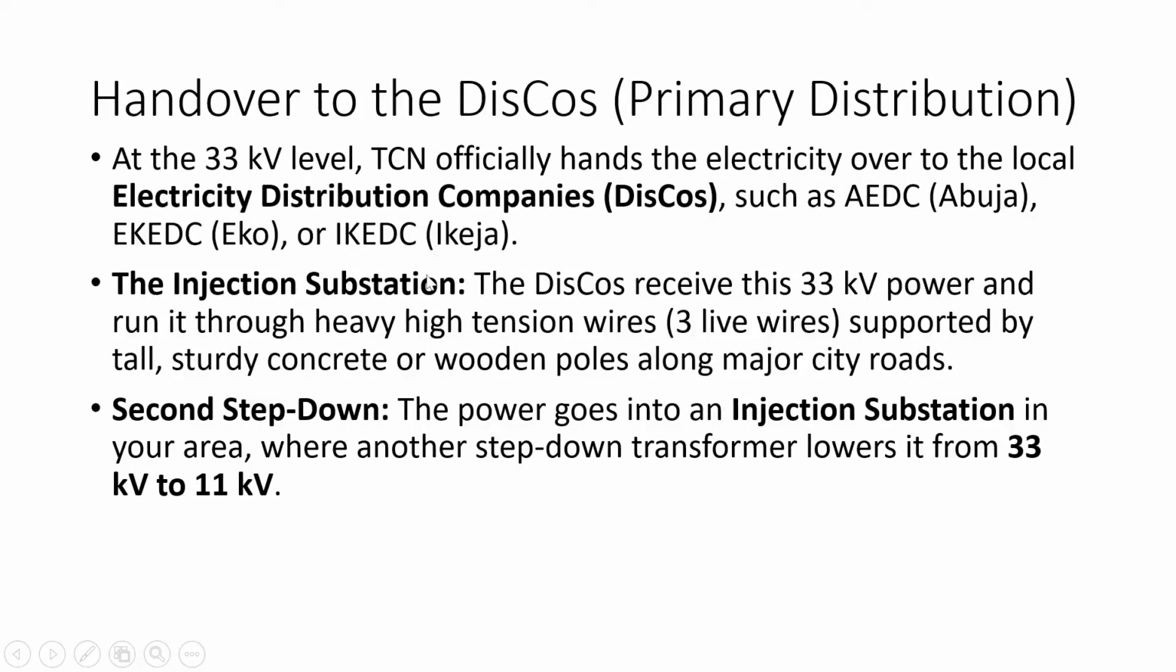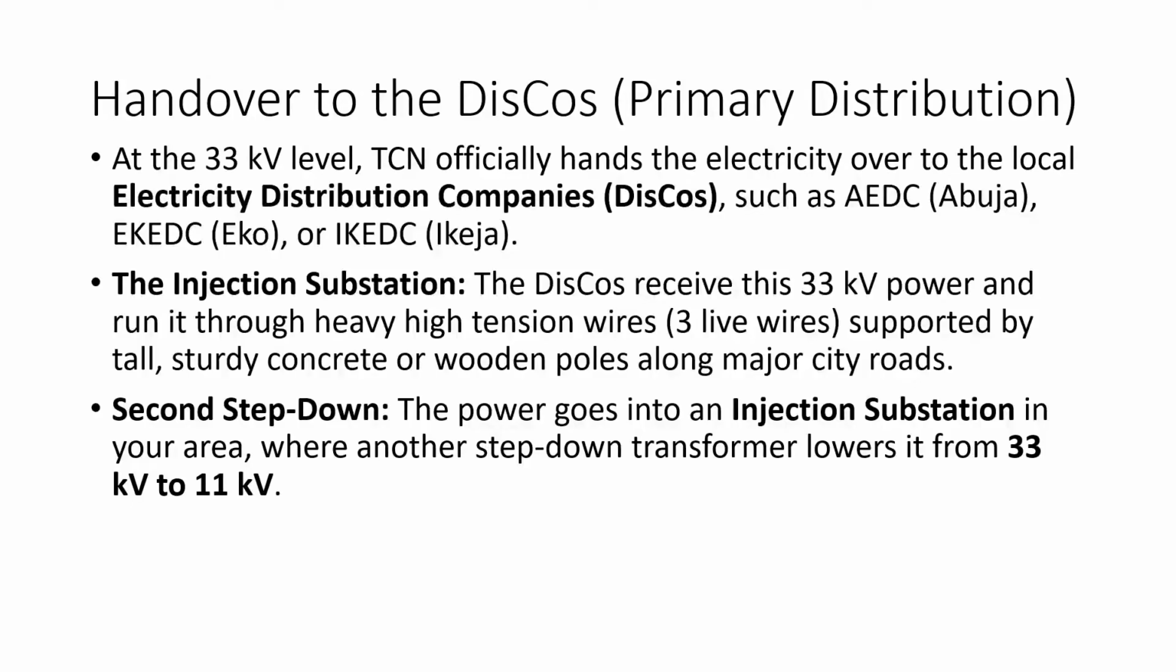The injection substation: the discos receive this 33 kilovolts power and run it through heavy high tension wires, still 3 live wires, right? Supported by tall, sturdy concrete or wooden poles along major city roads. Now, even inside this distribution company, the 33 kilovolts of electricity still needs to be what? Stepped down.